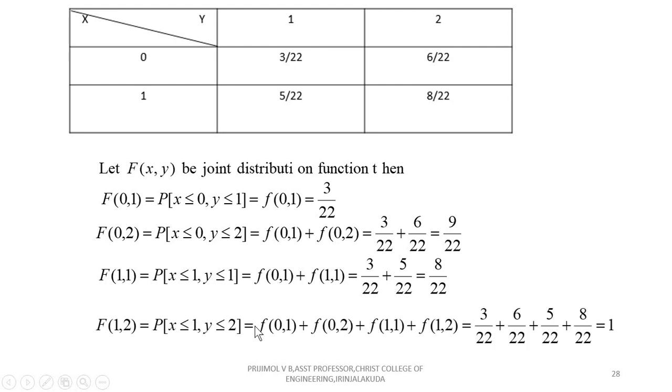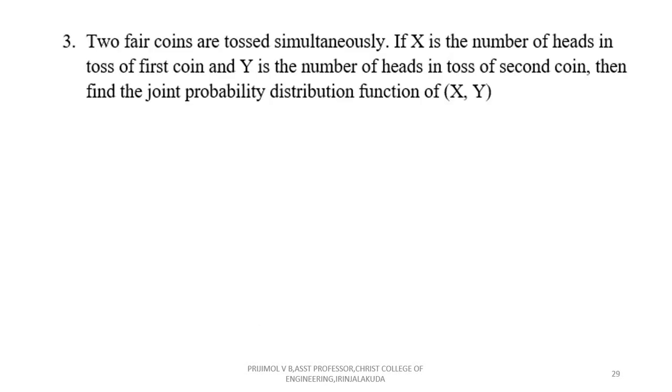Now next is f of (1, 2), that is the maximum value of x must be 1 and the maximum value of y must be 2. So f of (0, 1), (0, 2), (1, 1), (1, 2). If you add all these, you will get 1 because you know that the total probability is 1. Thus we have finished that question.